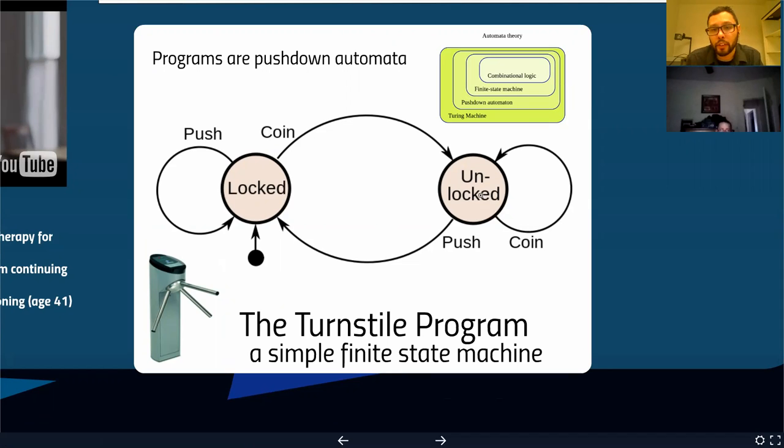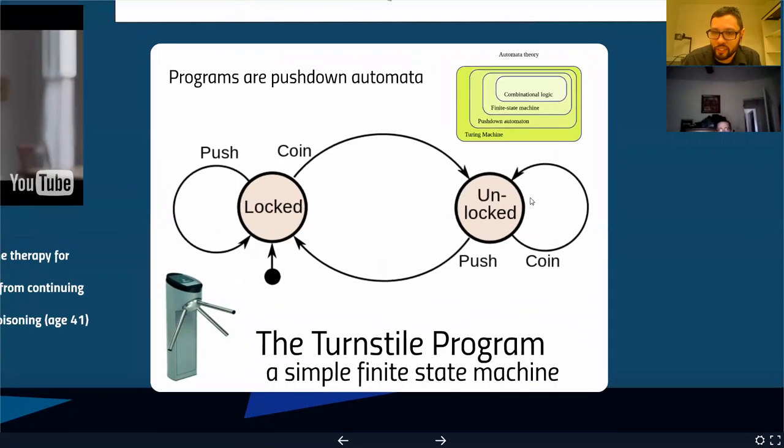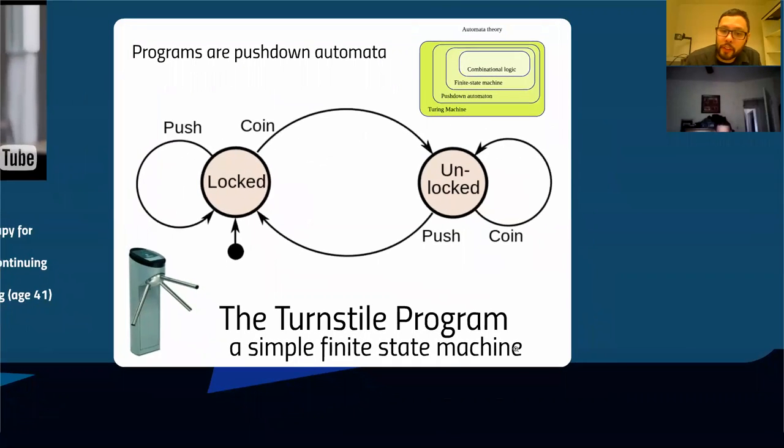And then when you're in the unlocked state and someone pushes through the turnstile, that brings it back to the locked state, right? So it resets it. The way this finite state machine works is that if you're in the unlocked state and you keep feeding in coins, nothing changes. It just eats all those coins and you don't get them back, right? So this describes the behavior of the turnstile. This is the turnstile program.